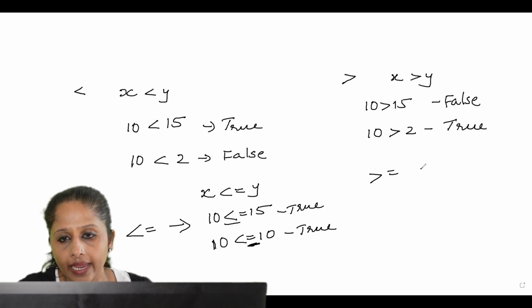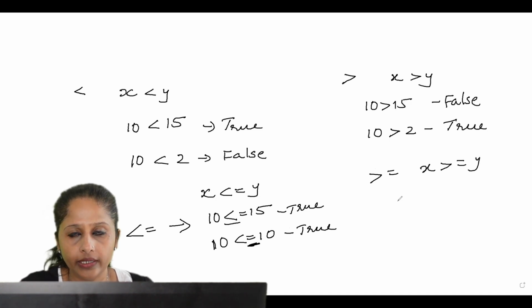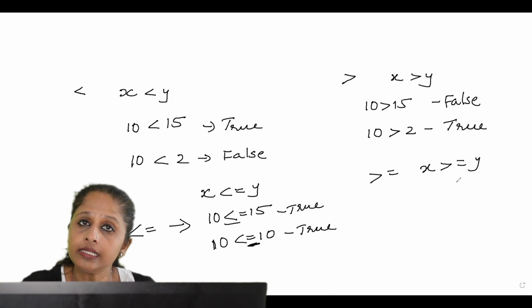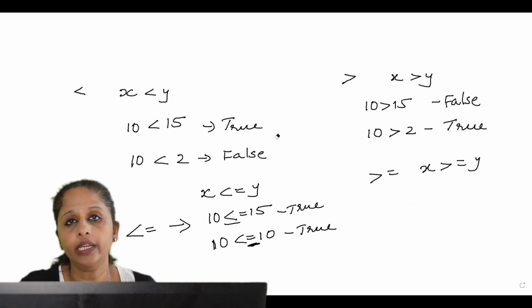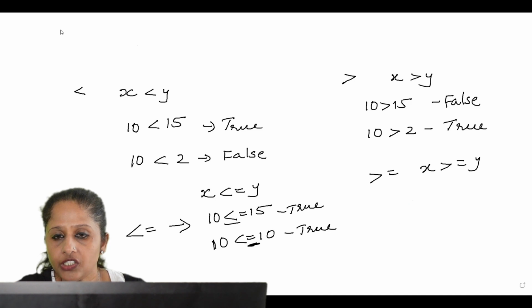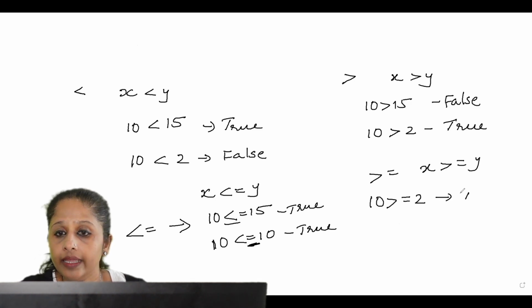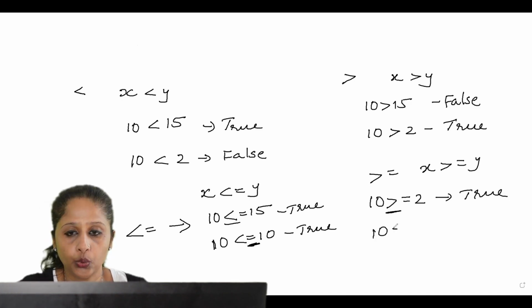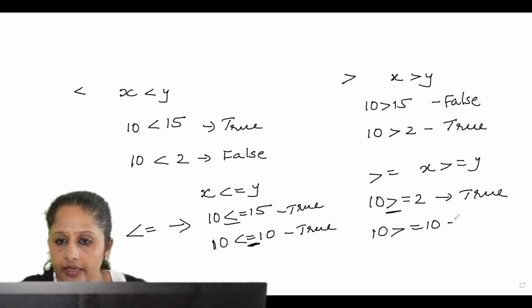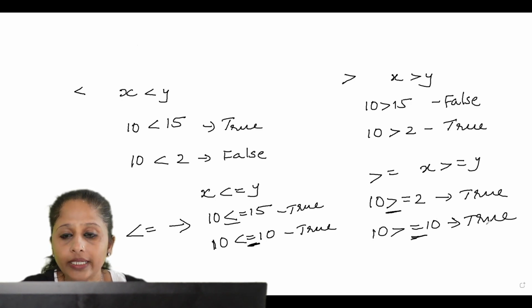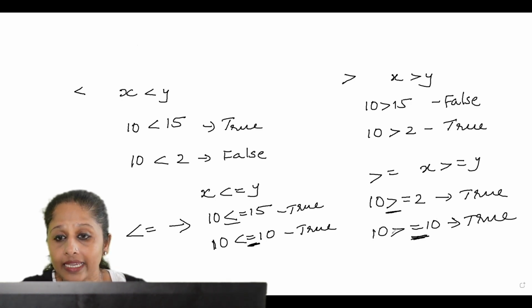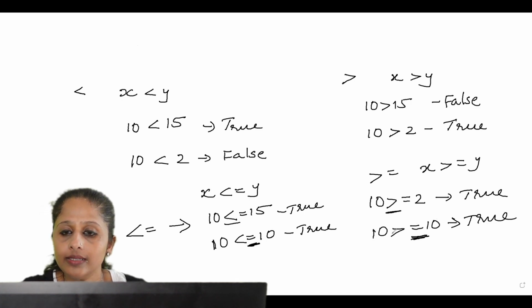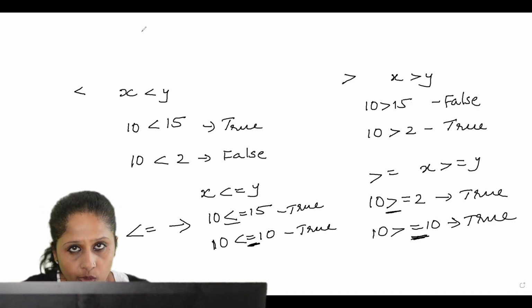In the same way, we have x greater than or equal to y. Here it is checking whether x is greater than y or equal to y. That is, we are checking 10 greater than or equal to 2. It is true because 10 is greater than 2. Then we are checking 10 greater than or equal to 10. In this case also it is true because 10 is equal to 10.